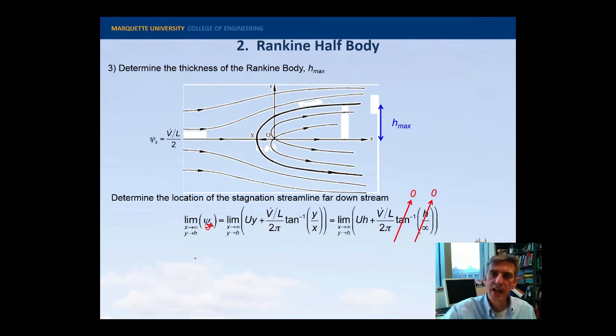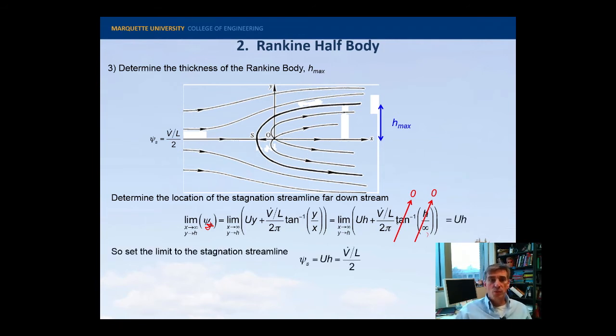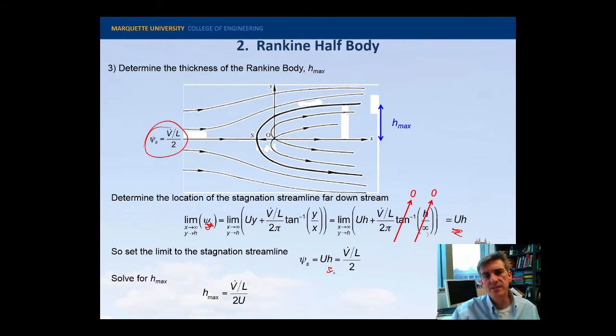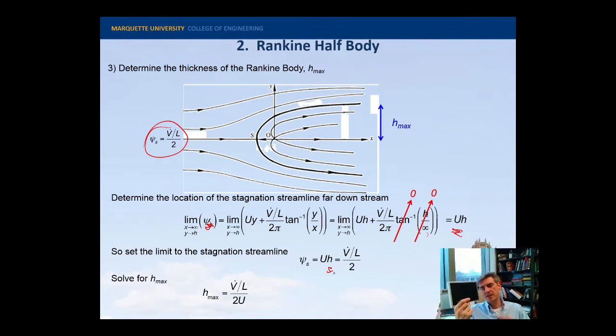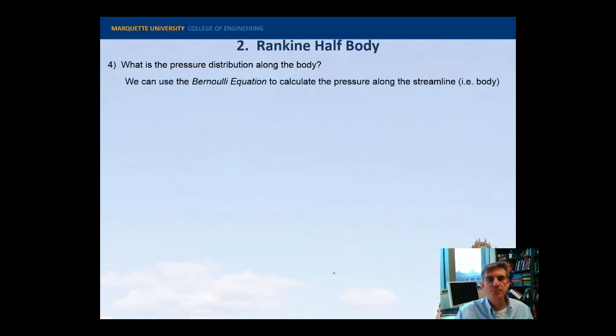And so when x goes to infinity, h over infinity goes to 0. The arctangent of 0 is 0, so this whole term drops out, and we're left just with this UH. So we would set this UH value equal to the value of our stagnation streamline that we solved on the previous slide, and then just solve for H. So H max is equal, again, to the balance of the strength of the point source, V dot by L, and the free stream U. That makes a lot of sense.